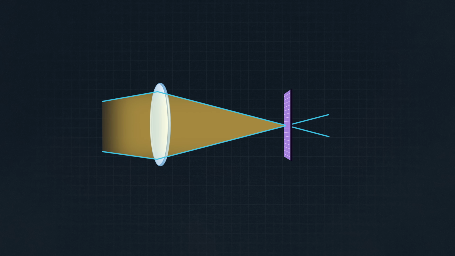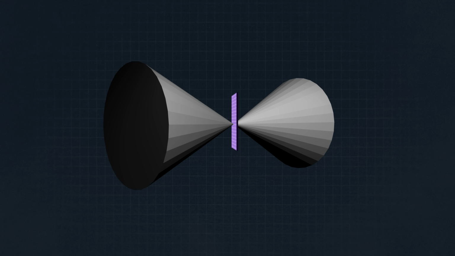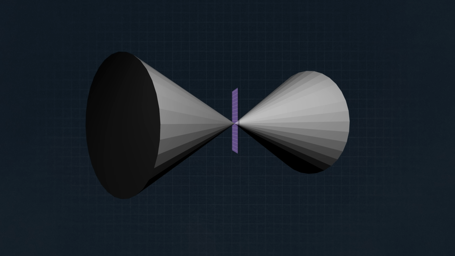Now, if we want to go one step further here, if we take our 2D image and we make it 3D, you're going to see that the cones of focused light meet at a point.